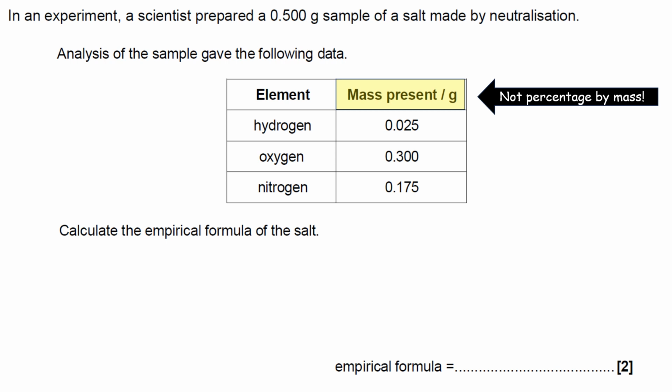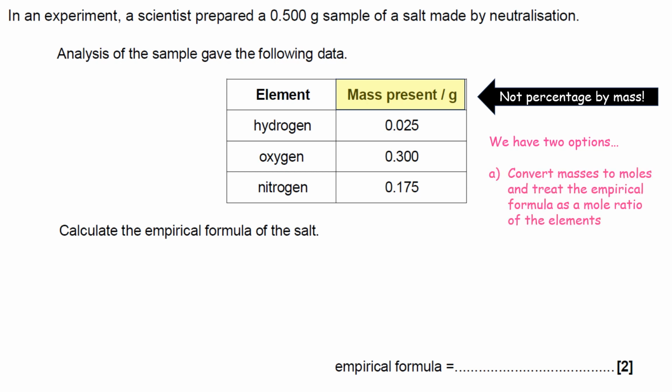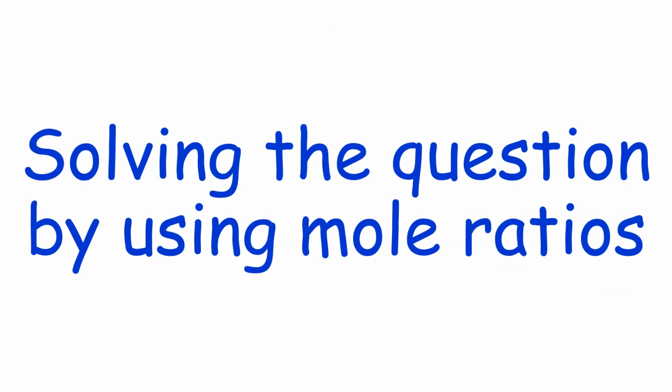There's two actual ways you can solve this problem. Either you can convert the masses to moles and treat the empirical formula as a mole ratio of the elements, or you can convert the masses to percentages, knowing that the total mass of the sample is 0.5 grams, and then proceed as normal as per the last slide. So let's use the mole ratio technique first.